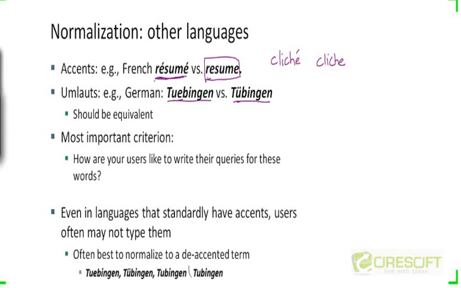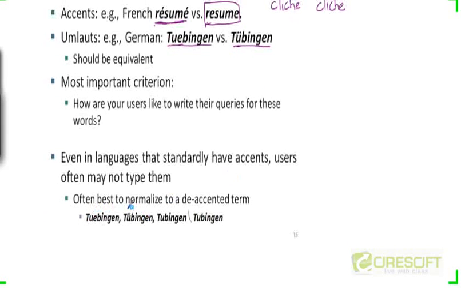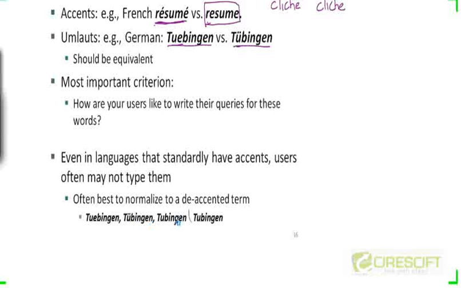So it's often standard to normalize these tokens to a de-accented term, because users may not often type the words using diacritics or accents. So all these three words would be mapped to the same term, which is this one.